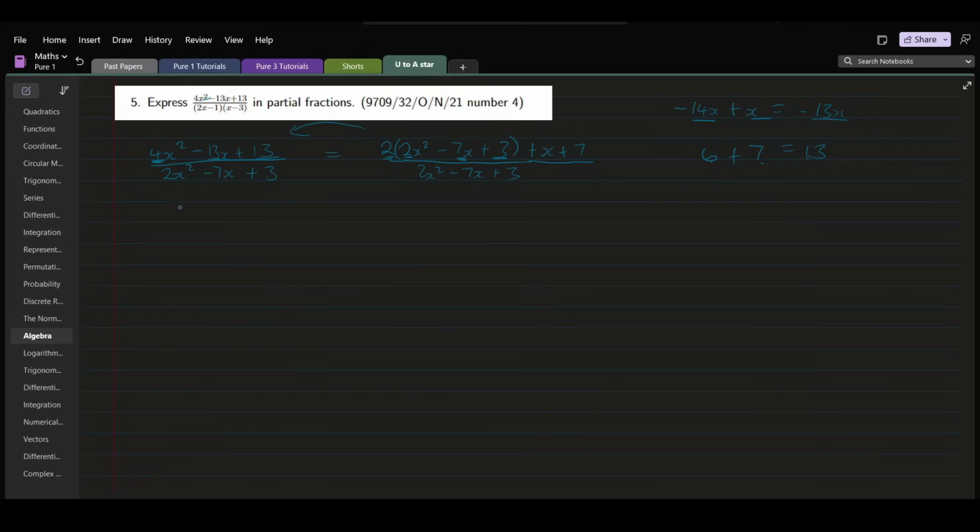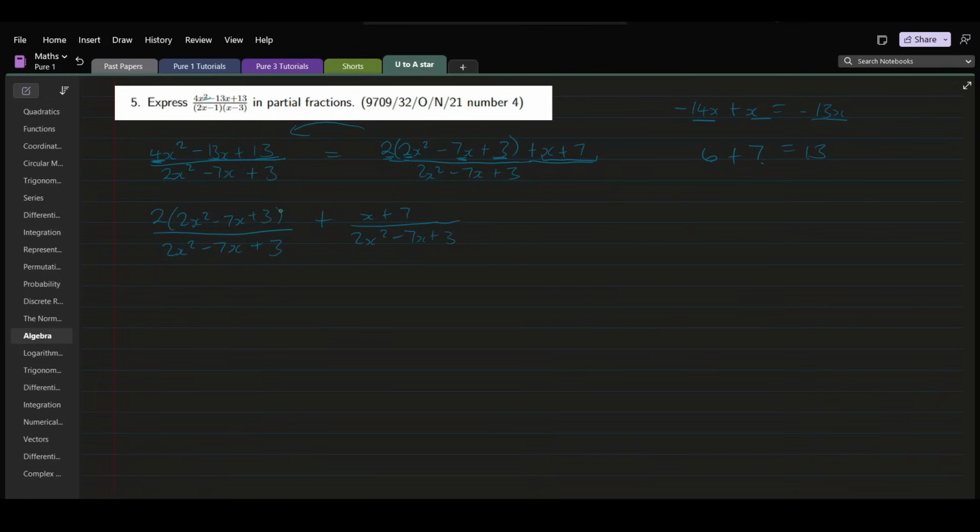Okay, and now what we're going to do is we're going to distribute our denominator. So this becomes 2 times 2x squared minus 7x plus 3, and this is all over 2x squared minus 7x plus 3, plus everything that's outside the bracket, x plus 7, over our denominator, that's 2x squared minus 7x plus 3.